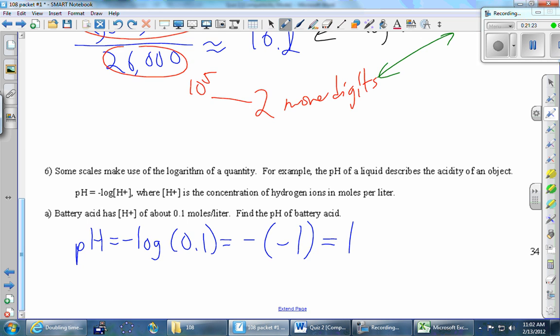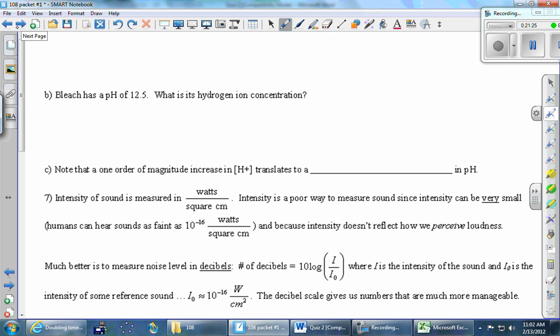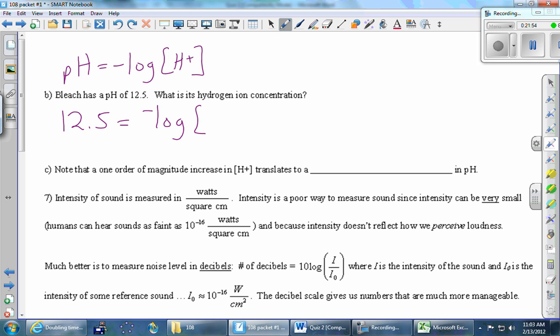Let's try the next page. And we'll do B. I think we're at Emily. In this case, we're trying to find the H plus, but we know the pH. I'll put the formula here again: negative log H plus. So where does the 12.5 go? It's in the pH. 12.5 equals negative log of something. See if you can check with your neighbors and find the H plus.